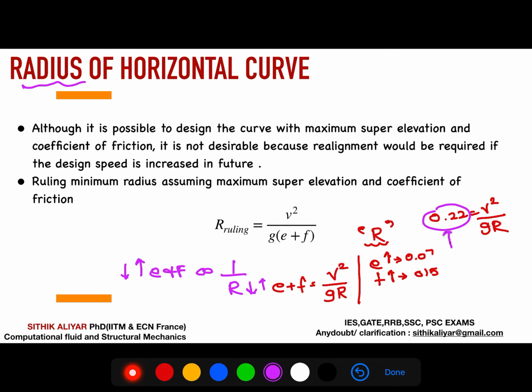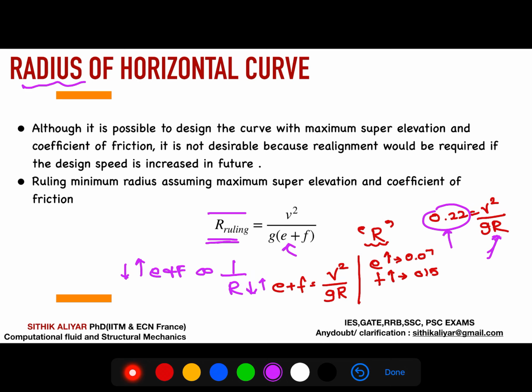So if you provide the radius for that maximum value, then whatever the future expansion is doesn't matter, right? If they want to expand the design speed of the site location, no issues, because we already considered this and we have designed the ruling radius. So when you are designing a radius, try to use the maximum values.